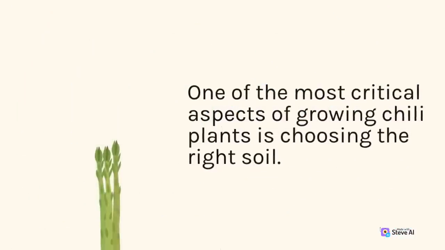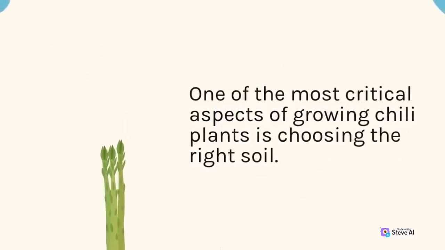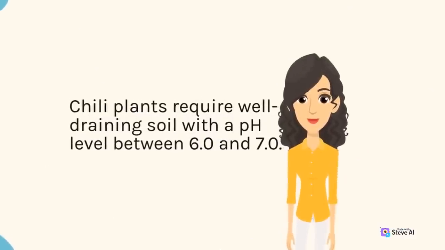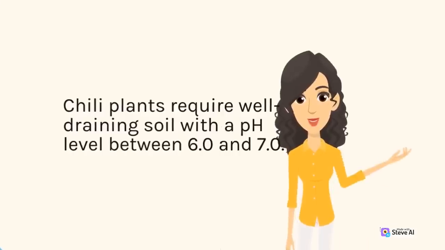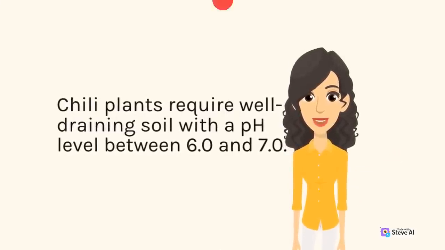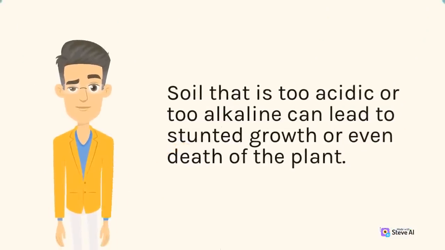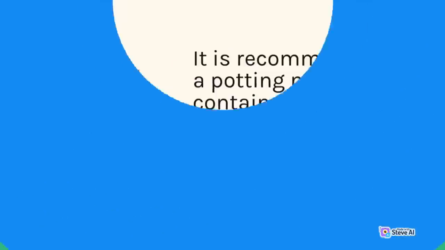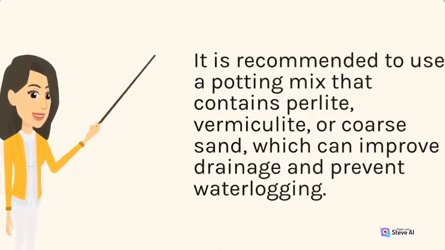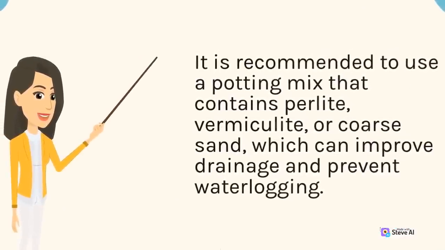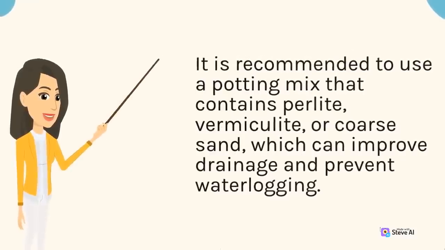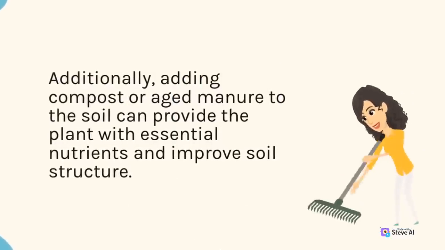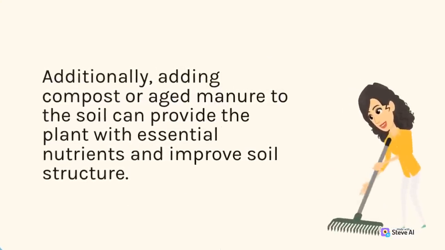One of the most critical aspects of growing chili plants is choosing the right soil. Chili plants require well-draining soil with a pH level between 6.0 and 7.0. Soil that is too acidic or too alkaline can lead to stunted growth or even death of the plant. It is recommended to use a potting mix that contains perlite, vermiculite, or coarse sand, which can improve drainage and prevent waterlogging. Additionally, adding compost or aged manure to the soil can provide the plant with essential nutrients and improve soil structure.